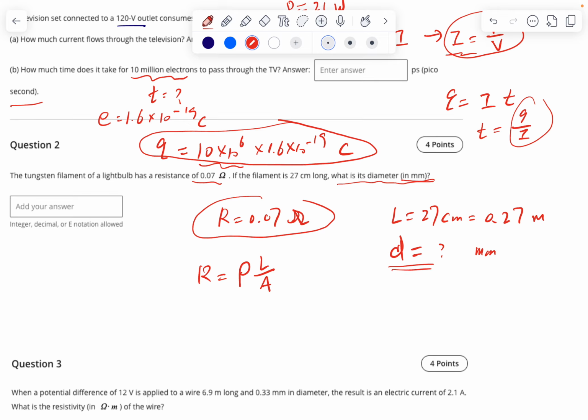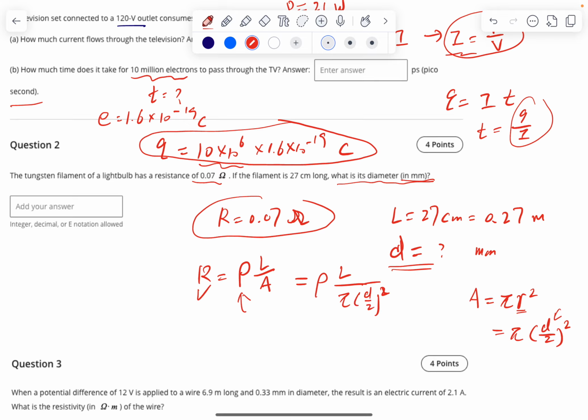For a circular cross-section, the area equals pi r squared, where r is the radius, so equal to pi times (d over 2) squared, where d is the diameter. We need to find rho from the table in the book, and then we can plug everything in. So L over pi (d over 2) squared. We know rho from the book, we know length, we know pi, and we're looking for d. Let me write out the d.